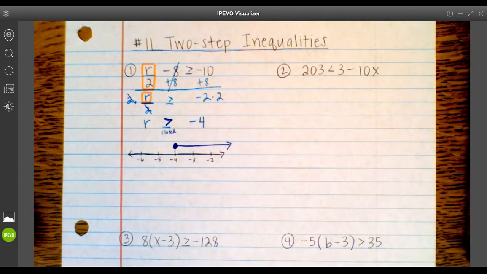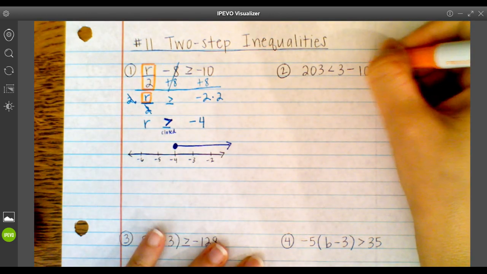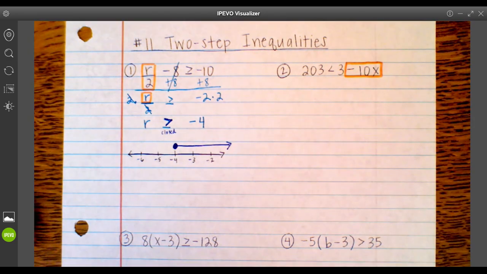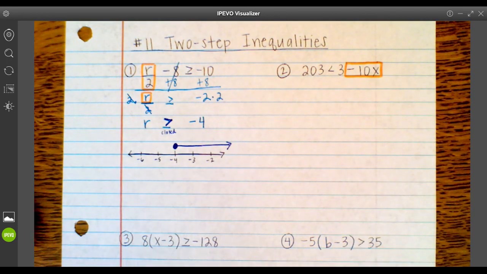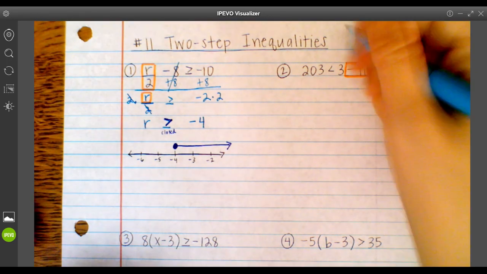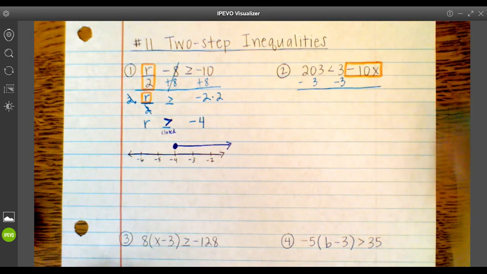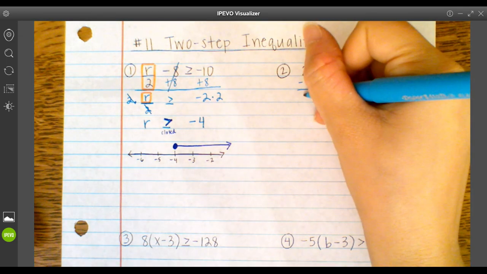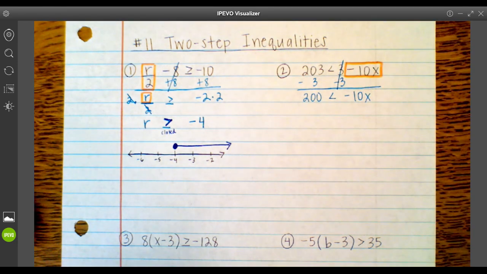Okay, now let's look at number 2. Number 2, to get our x by itself. X is literally side by side with the 10, and the 10 has a subtraction sign in front of it. So take it all together. Now, this 3 is positive. So in order to undo a positive number, we subtract from both sides of our inequality. So 203 minus 3, that's 200, is less than negative 10x.